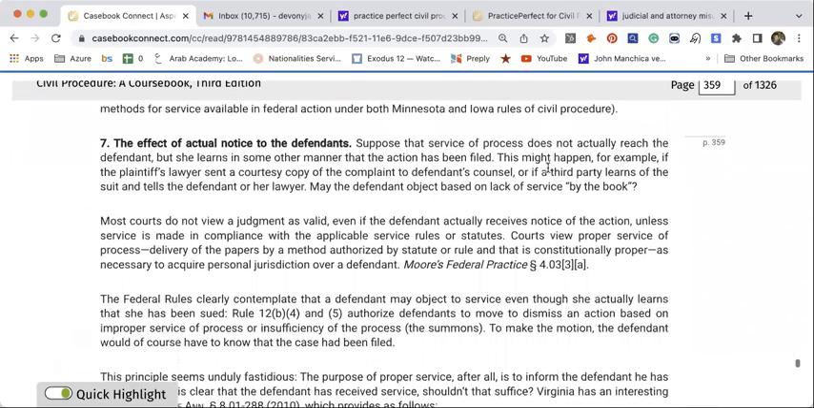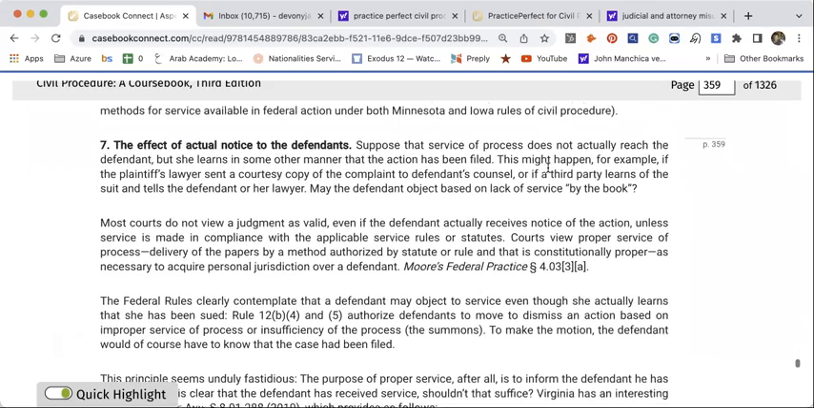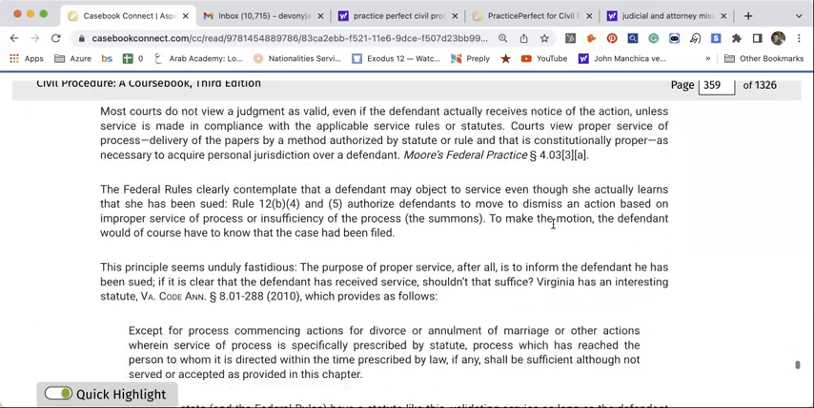Describing state methods for service available in a federal action under the Minnesota and Iowa Rules of Civil Procedure. The effect of actual notice.